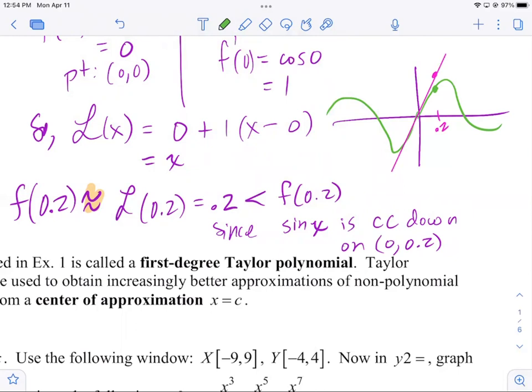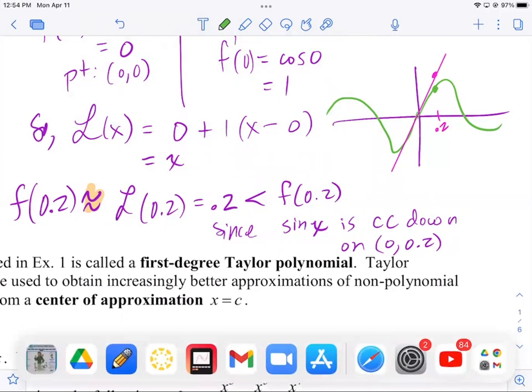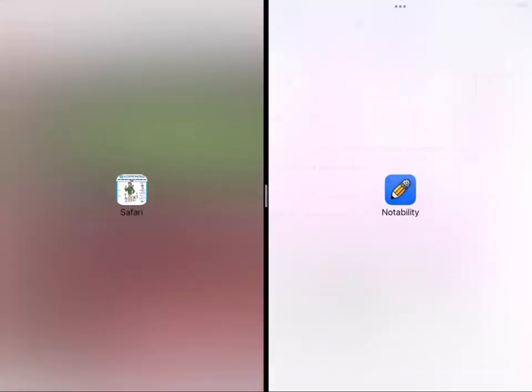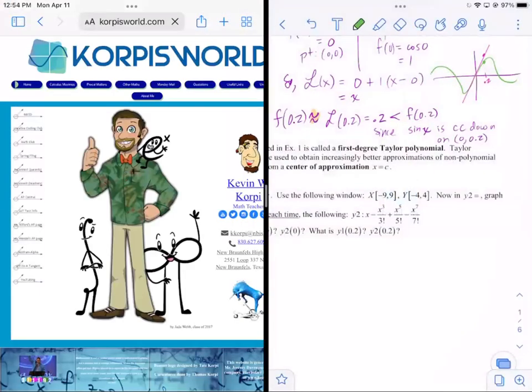If we wanted, well, first of all, let's do this. I'm curious. Aren't you curious? You should always be curious. Let's see what the calculator says sine of 0.2 is.